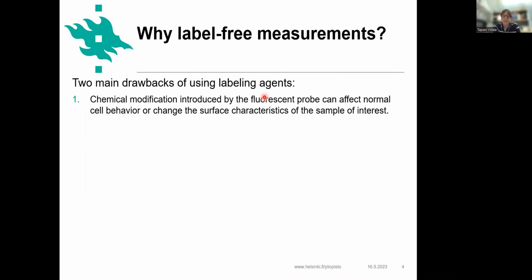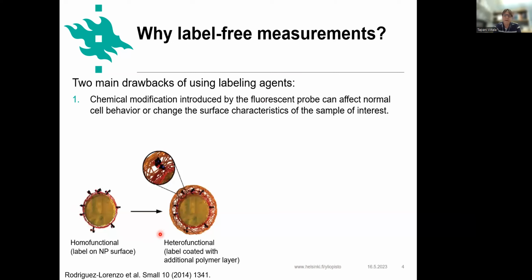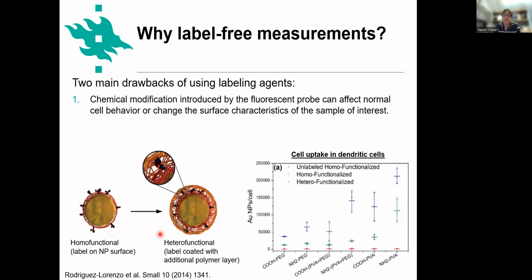This is a very old example, but I like it because it's so descriptive. If you have, for example, a gold nanoparticle that has been coated with a fluorescent probe, and you look at the cell uptake of this, this is basically the red dots in this graph on the right-hand side. The blue dots here are different surface functionalizations of gold nanoparticles and the cell uptake of those. So there is some cell uptake, but immediately when you have a fluorescent probe, it suppresses the cell uptake completely. They tried to overcome this also by coating the fluorescent molecules with a secondary protective layer, and there's still very much suppression in the cell uptake.